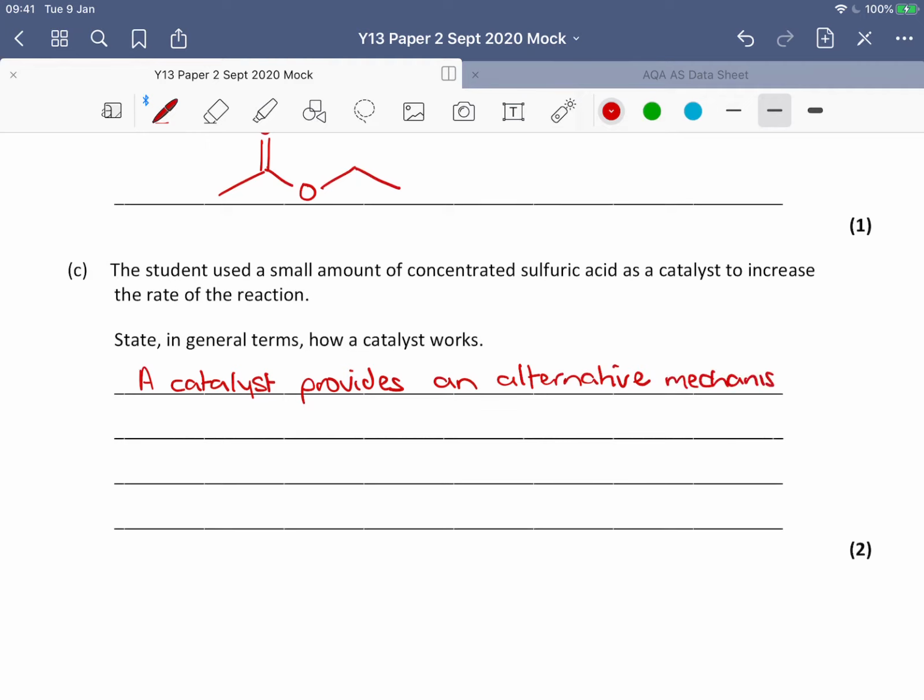All right, so that is the different route. The mechanism is the different route or the different pathway, but it's just making it a little bit clearer. And a consequence of that is that this alternative mechanism has a lower activation energy. So 1 mark for saying there's an alternative mechanism, and 1 mark for saying that alternative mechanism has a lower activation energy. So that's how any catalyst works in general terms. So you're going to do catalysts in transition metals, and that will be, in effect, an alternative mechanism.